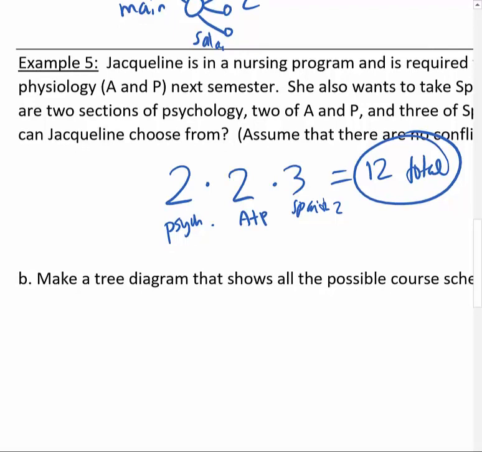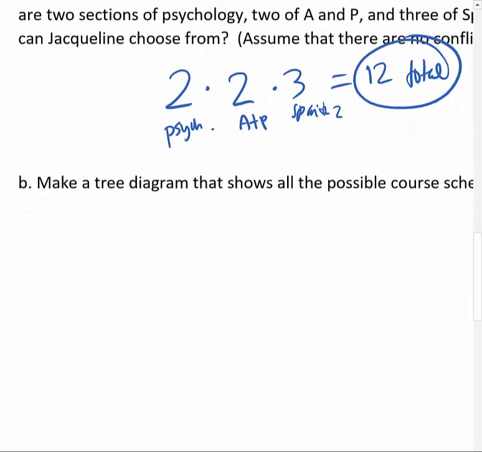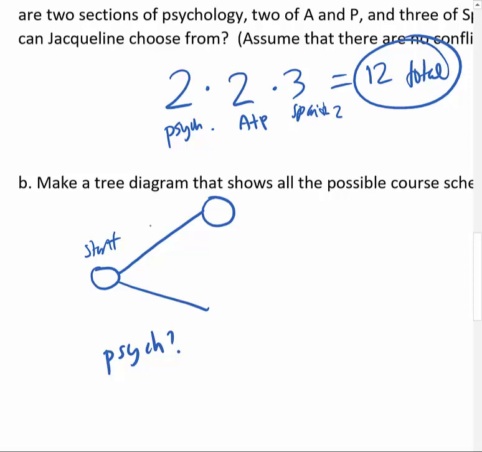Okay, so now in part B we'll draw a tree diagram just to show why. It kind of shows why the multiplication rule is the way it is. So let's see. Choice number 1 was which psychology class to choose. So this is the start. This is her. She's going to choose one of the 2 psychology classes. Psych 1 or Psych 2. I mean, they're not different classes, I'm just saying option 1 or option 2.